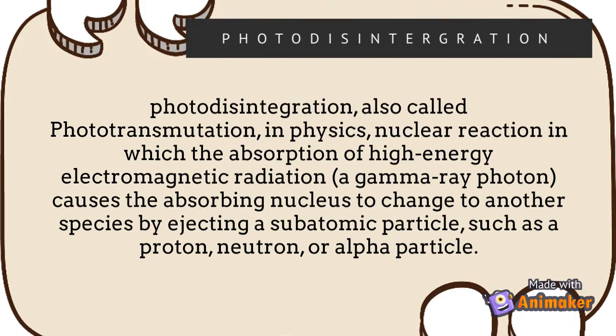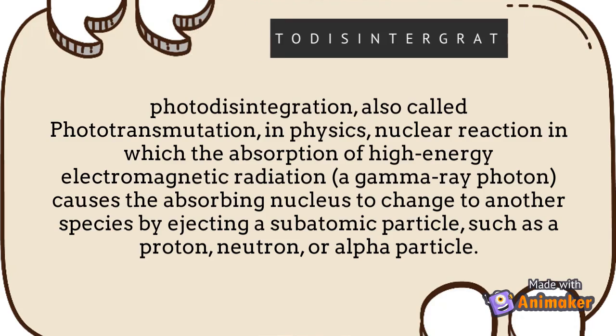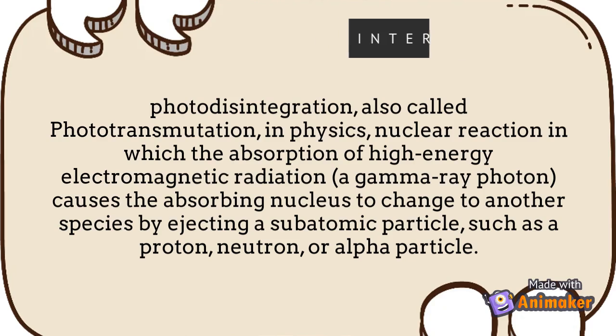In photodisintegration, also called phototransmutation, in physics, a nuclear reaction in which the absorption of high-energy electromagnetic radiation or a gamma-ray photon causes the absorbing nucleus to change to another species by ejecting a subatomic particle such as a proton, neutron, or alpha particle.